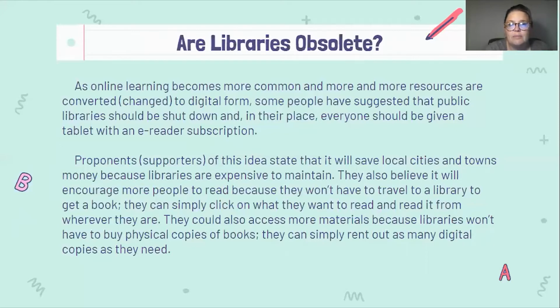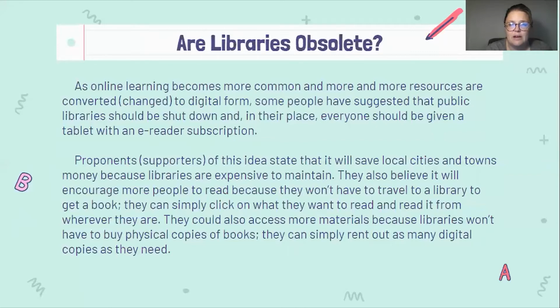As online learning becomes more common and more resources are converted or changed to digital form, some people have suggested that public libraries should be shut down, and in their place, everyone should be given a tablet with an e-reader subscription. Proponents or supporters of this idea state that it will save local cities and towns money because libraries are expensive to maintain. They also believe it will encourage more people to read because they won't have to travel to a library to get a book.